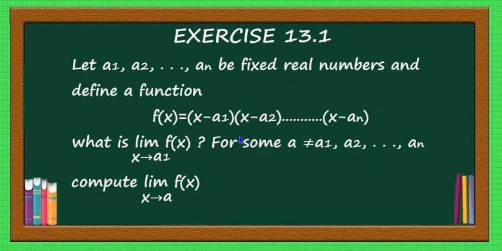See this question. Let a1, a2, and so on up to an be fixed real numbers and define the function f of x equal to x minus a1 into x minus a2 and so on up to x minus an. What is the limit as x tends to a1 of f of x? And the second one is, for some a not equal to a1, a2, and so on up to an, compute the limit as x tends to a of f of x. Let us solve the first part of this question.